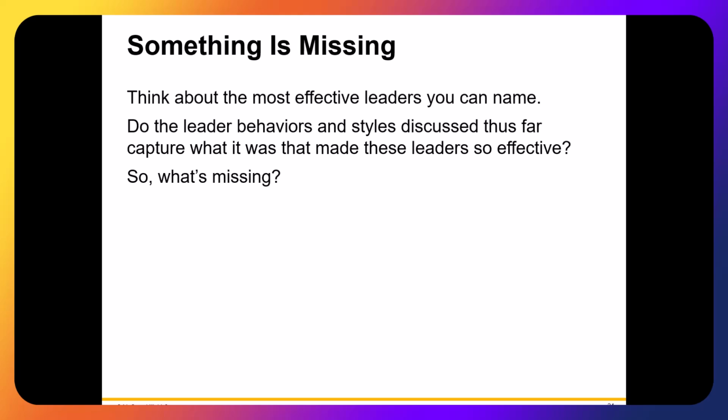Something is missing. Think about the most effective leaders you can name. Do the leader behaviors and styles discussed thus far capture what it was that made these leaders so effective? So what's missing? When you think about these leaders, if you find things that are missing, this tells you that they're not the most effective leaders. Think of folks who you look at and say, this is somebody hitting on all cylinders, regardless of what field of human endeavor.